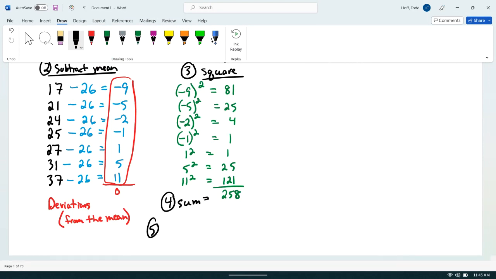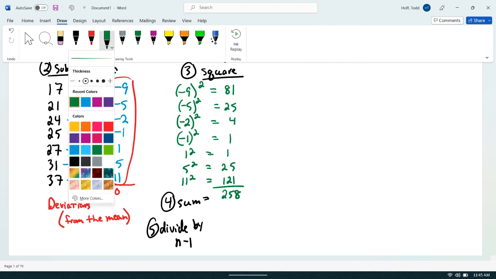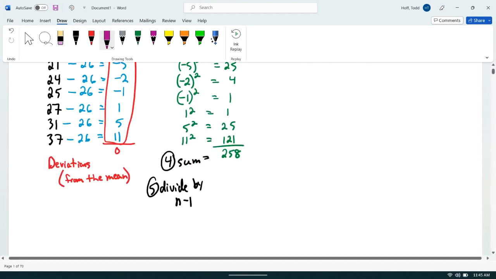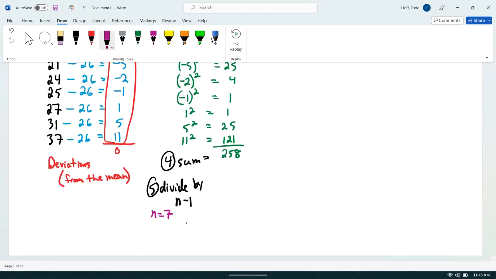Step 5 is where we have to divide, but remember we divide by n minus 1. And so remember we discussed if it's a sample, which in this class everything we do is going to be a sample, we divide by n minus 1, the number of items in the sample minus 1. If it were a population, we would divide by capital N, the number of items in that whole population. So since this is a sample, we will divide by n minus 1. So n equals 7 here, because there's 7 numbers in the list. So 7 minus 1 is 6.